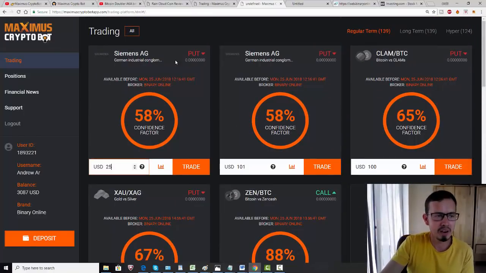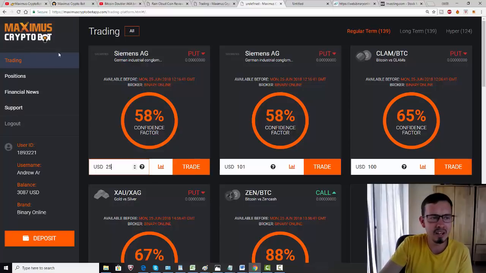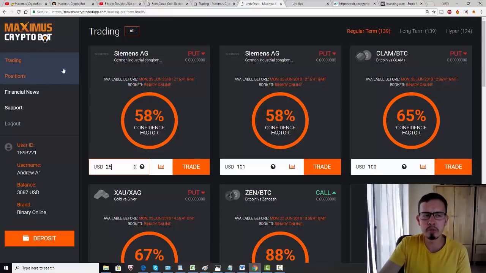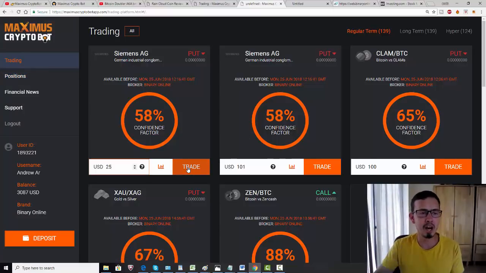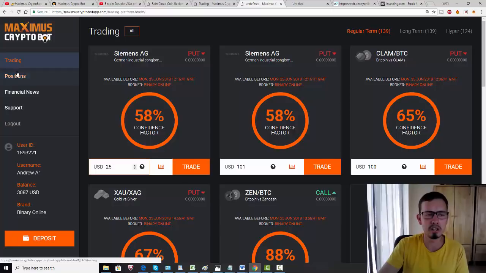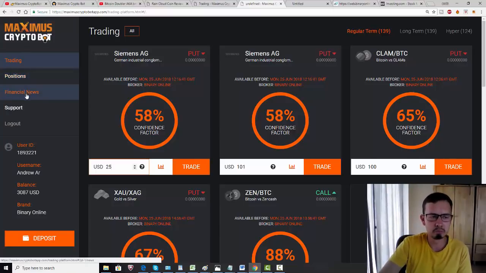So guys, here we have the usuals. Here we have a trading area, and the positions, previous positions, will be placed here. So whenever you place a position, whenever you hit the trade button, that trade will be automatically saved in your history positions. And now here is the financial news.